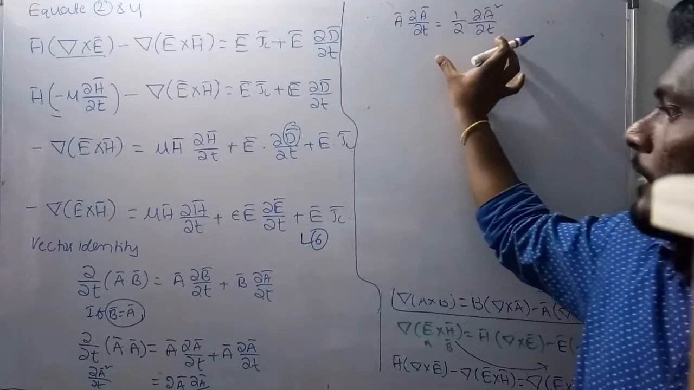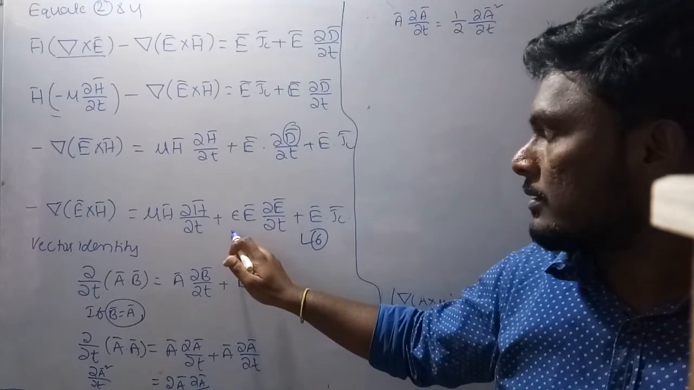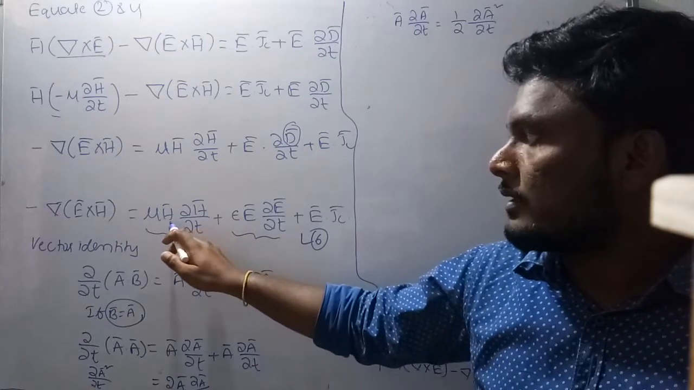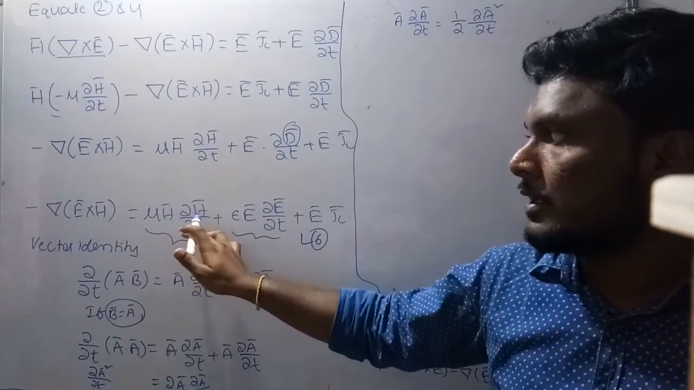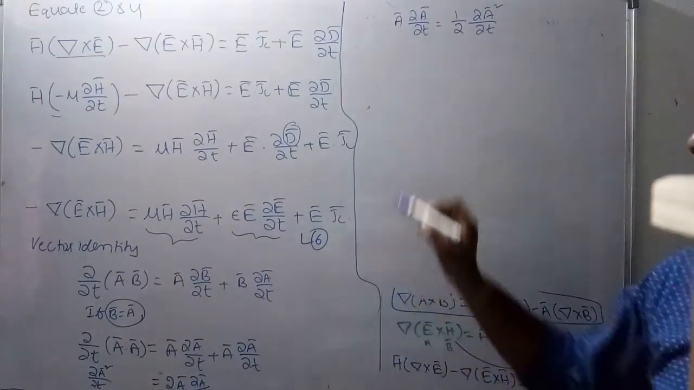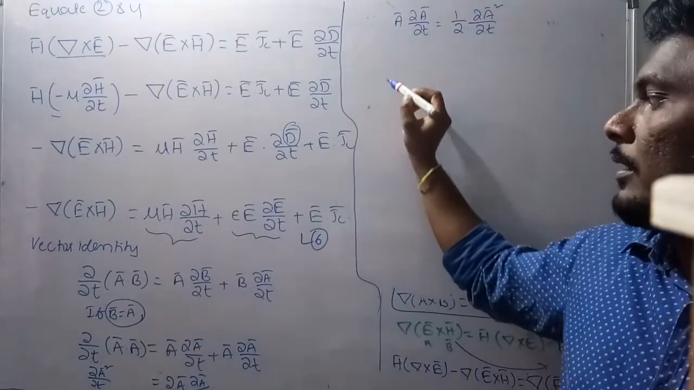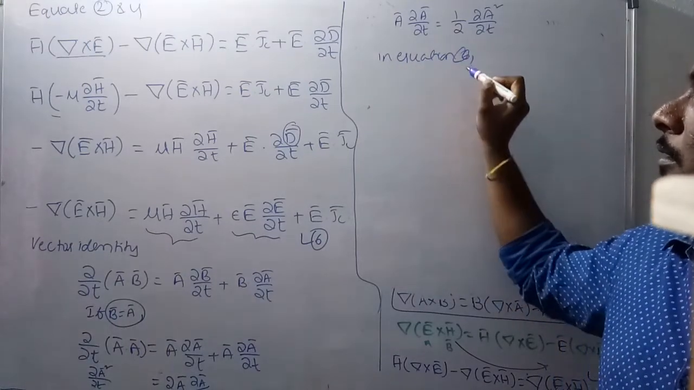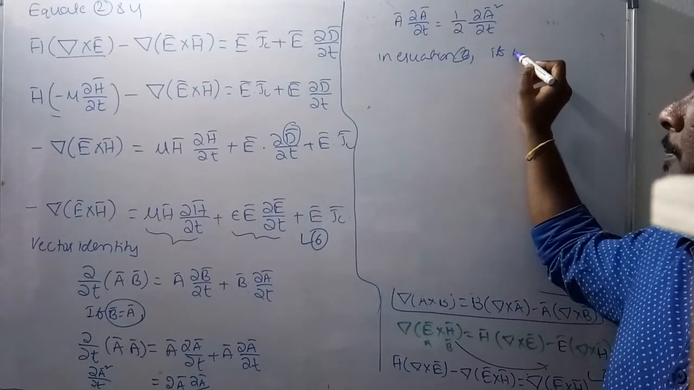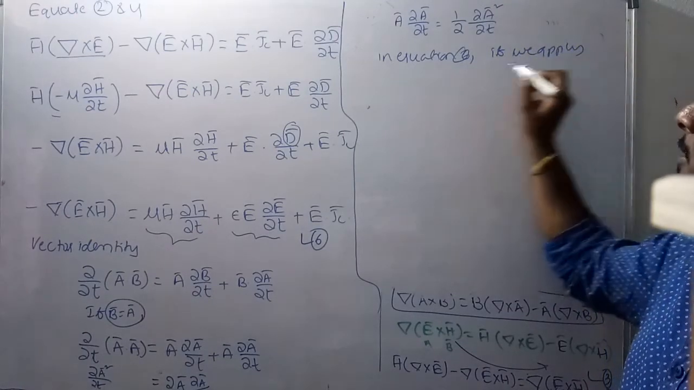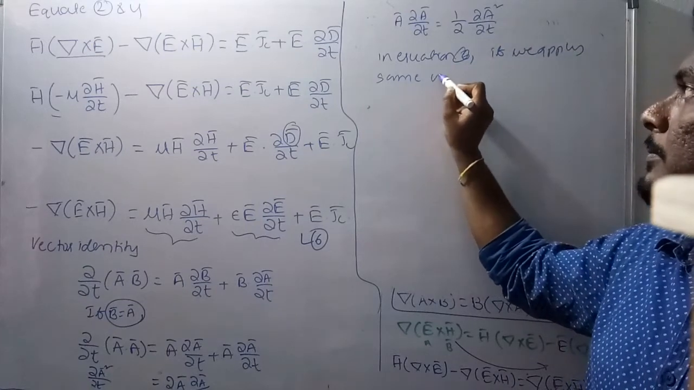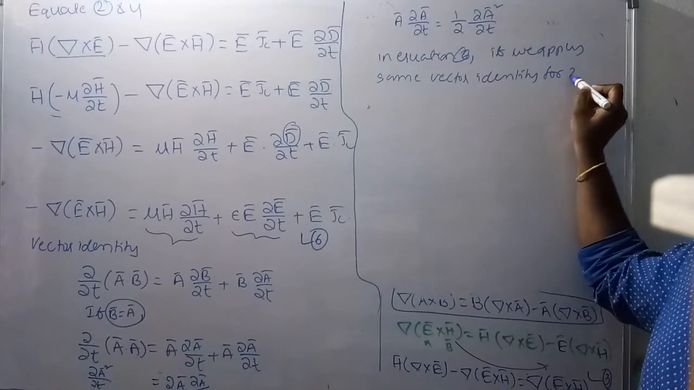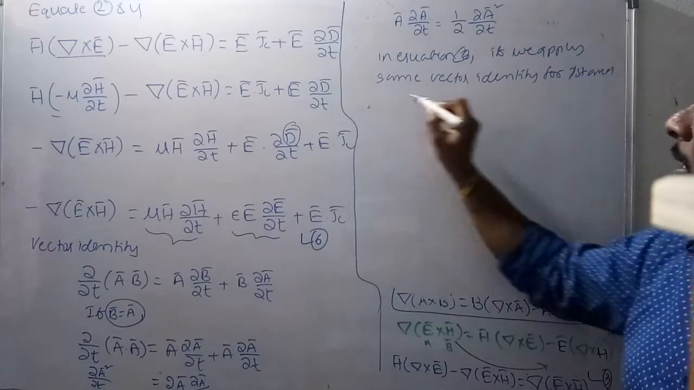Similarly, apply the same vector identity in equation 6 to the first term and second term. These are the first and second terms here. See, it will be like this. The same vector operator, H̄ is here, H̄ is here, Ē is here, Ē is here. So if you apply the same rule in equation 6, we apply the same vector identity for the first and second terms.